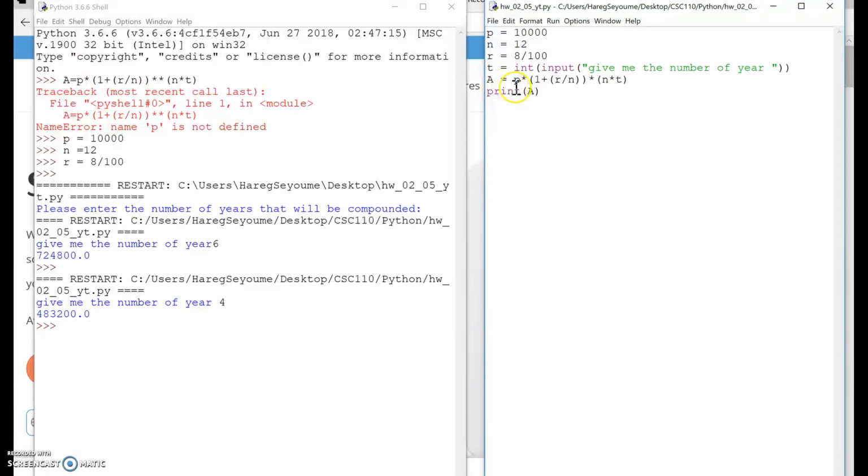So A is what we get when we enter the principal. When we print A, as you see on the side, we get the amount for the given number of years. We can enter any number for the years, and here we enter 4, and then we get 48,300, 4,008,320, something like that, whatever it is.